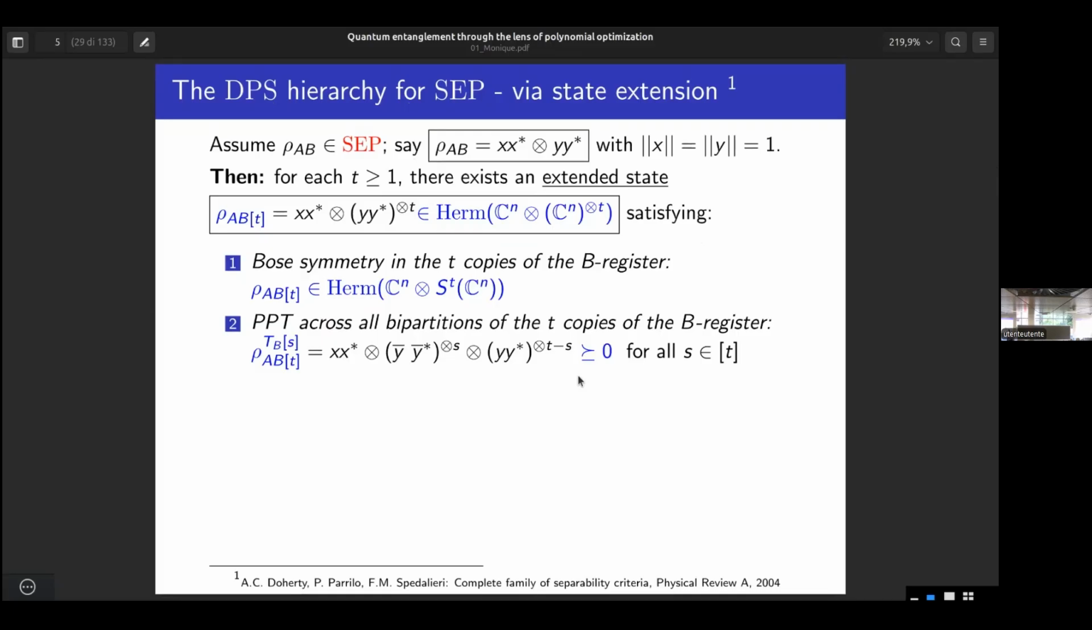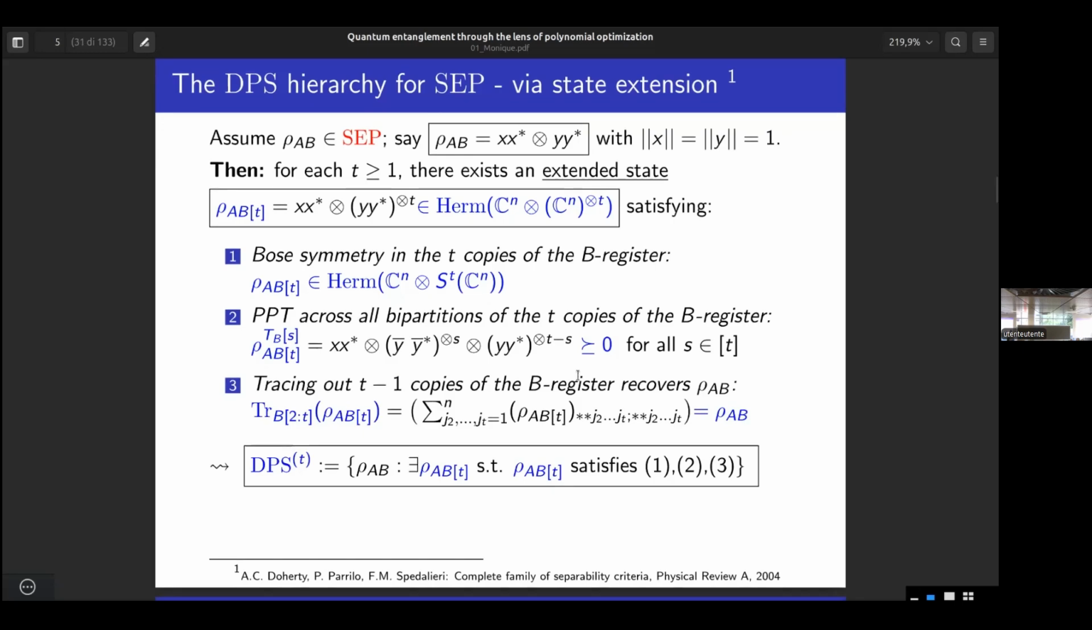The second property is PPT, but now it's a generalized PPT. We take a subset of the B register, let's call it S, and we take the partial transpose with respect to that subset of the B registers. As argued before, this just means you replace y by y-bar, so the matrix stays positive semi-definite. So the second condition says the matrix should be positive semi-definite after taking the partial transpose under any subset of the B registers.